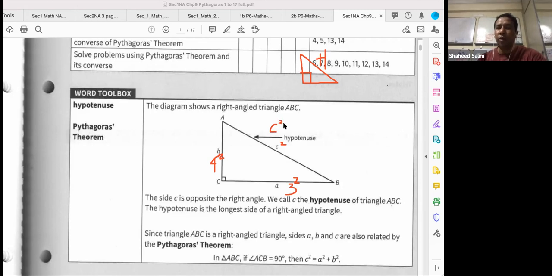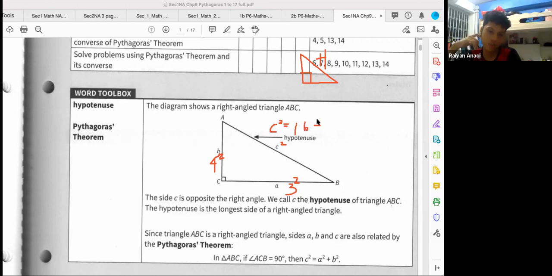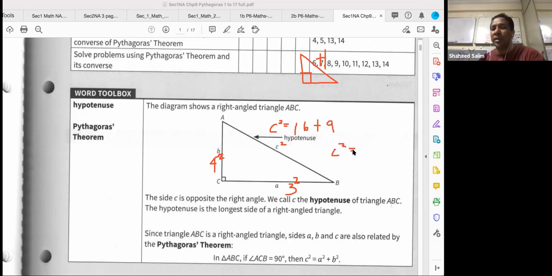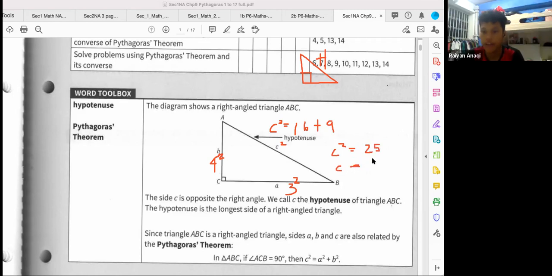Let's see. 4 squared is 4 times 4, not 4 times 2, so 4 times 4 gets 16. Then 25. So C squared is 25. In order to find what C is, you take the square root of 25. So use the square root button. What do you get?